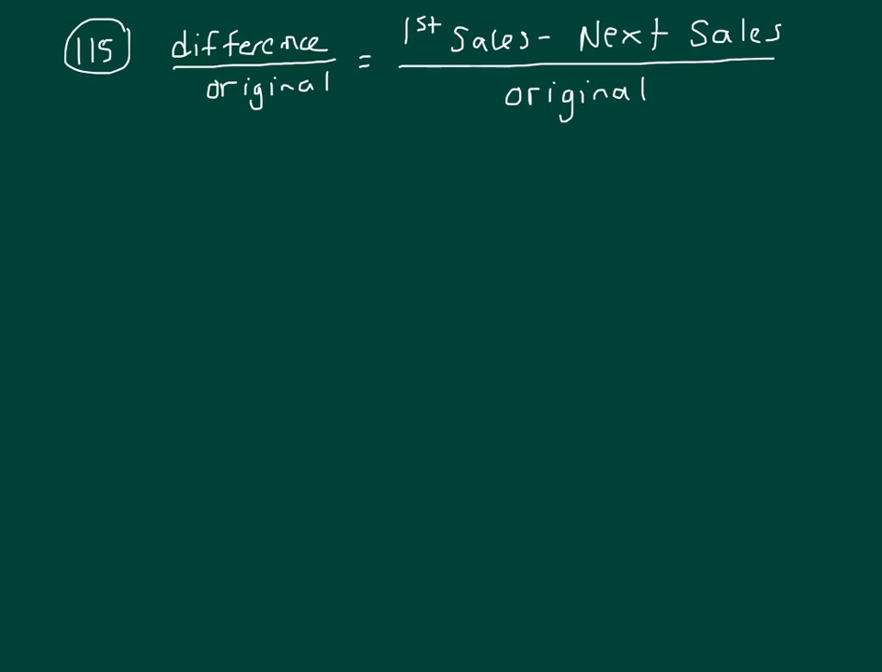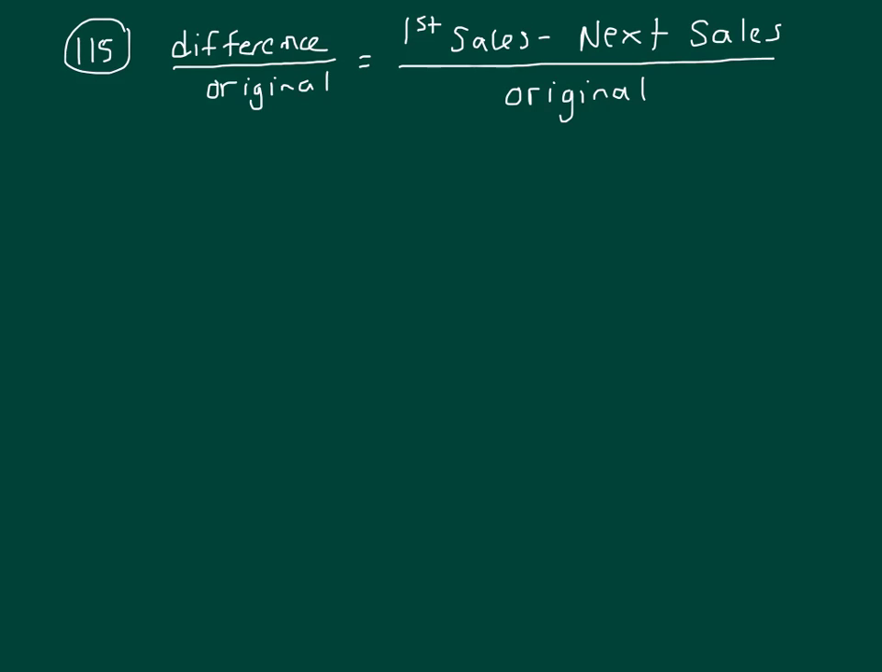All right, this is probably the hardest one that I've worked today. It's not hard, it's just more tedious, I guess. So it says it's a percent increase decrease problem. It's a percent decrease problem, and that's always a fraction. It's the difference over the original amount. So in this case, it's the first sales minus the next sales over the original.